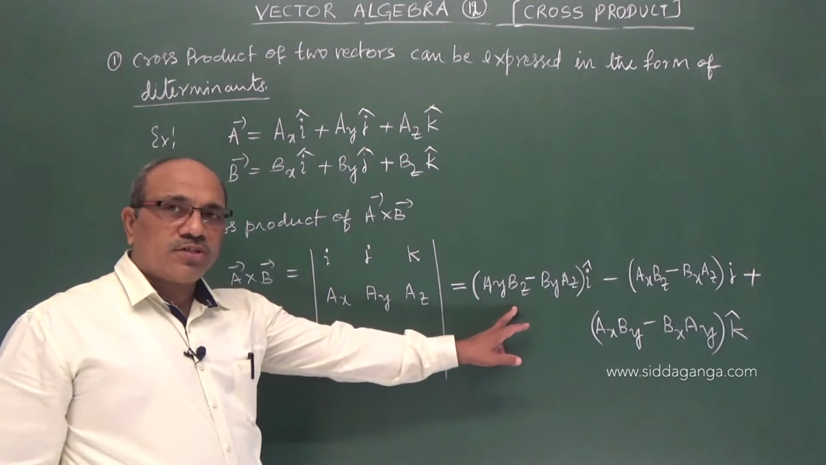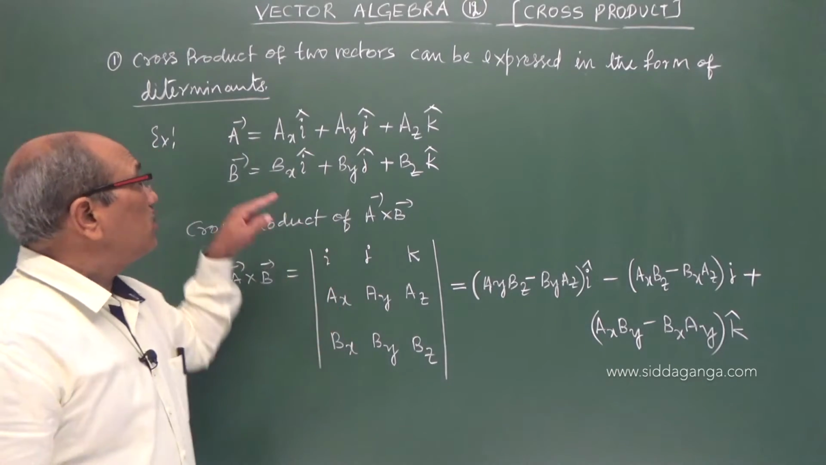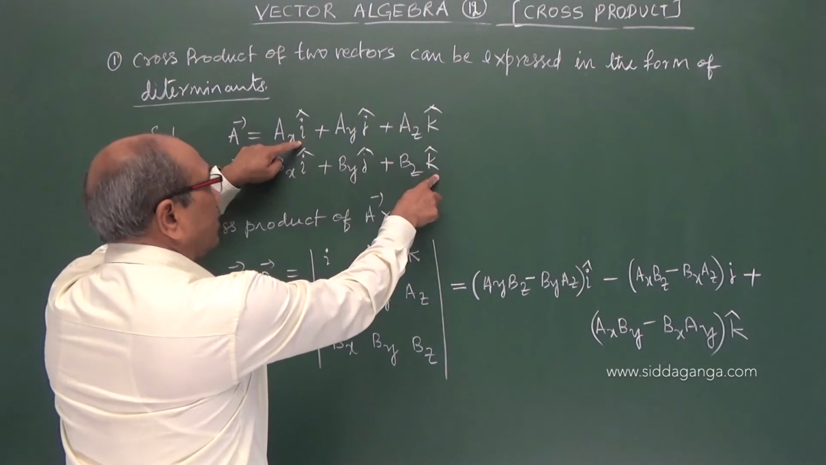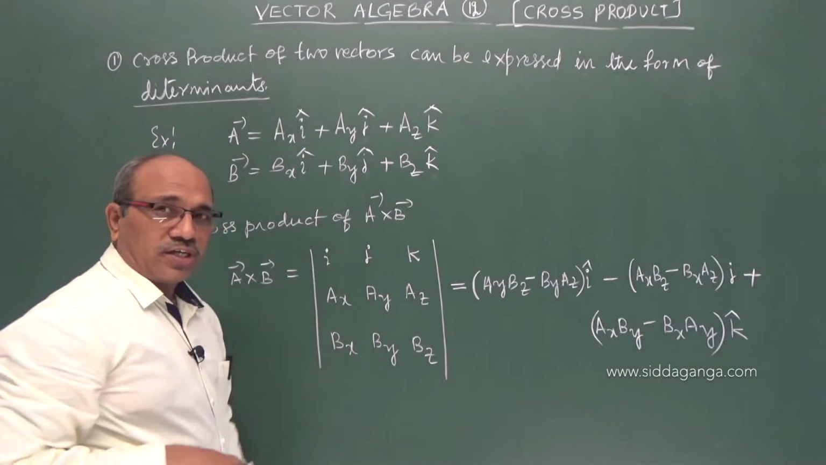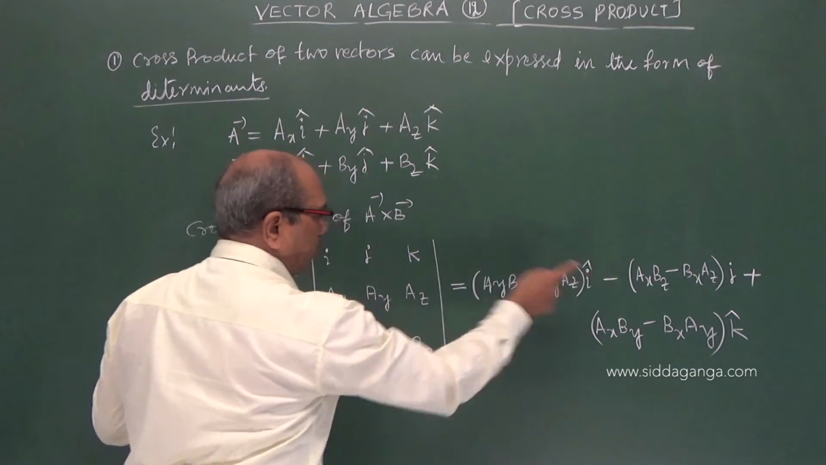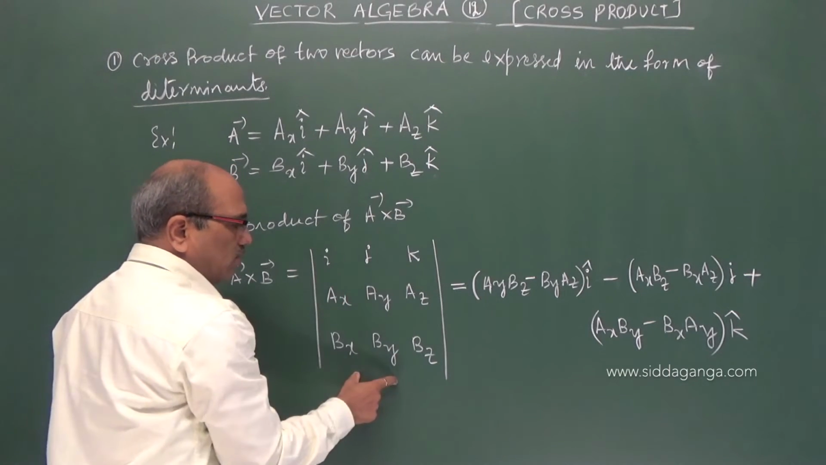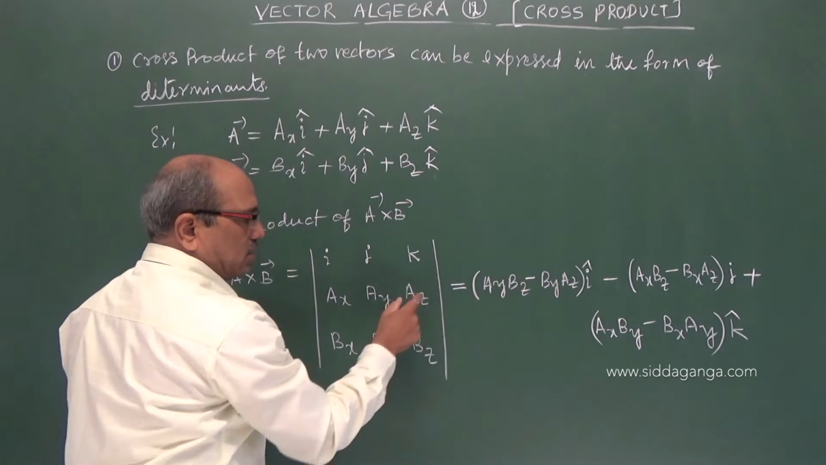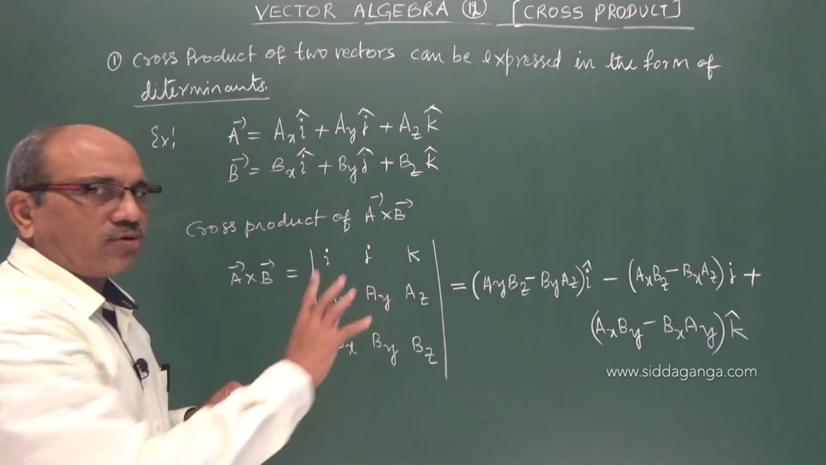This is the solution you will have for the cross product A cross B directly. Otherwise, every time you have to multiply I with I, which is 0, I to J, I to K, then again J to I, J to J which is 0, J to K, plus or minus, everything you have to go on looking into. That is simplified with this determinant rule. So for the I component, leave that column: AY BZ minus BY AZ. For the middle column, leave it and put minus: AX BZ minus BX AZ. Third column for the Z component: AX BY minus BX AY into K. Hence your work is over.